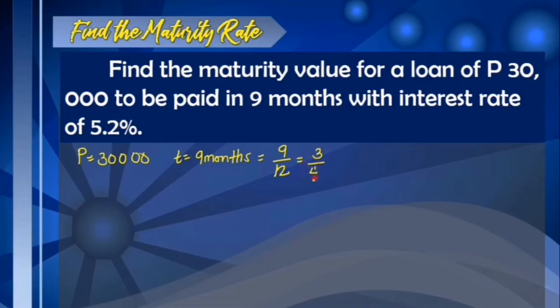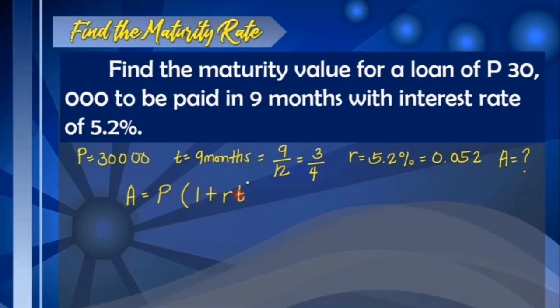9/12 is equal to 3/4 and R, which is 5.2%, or in decimal, we have 0.052. And what we're looking for is the value of A, the maturity value, and to solve for it, we have to follow the formula A equals the principal times 1 plus the product of the rate and the time. All we need to do is to substitute the given values. We have 30,000 times 1 plus 0.052 times the time, which is 3/4.